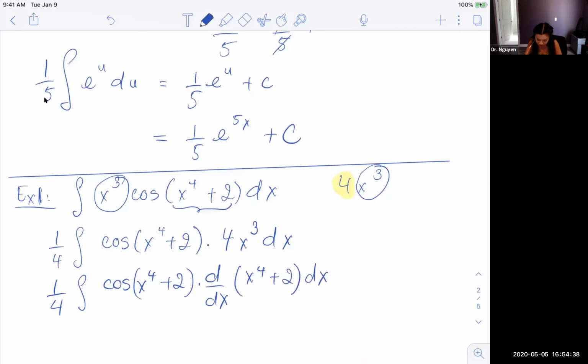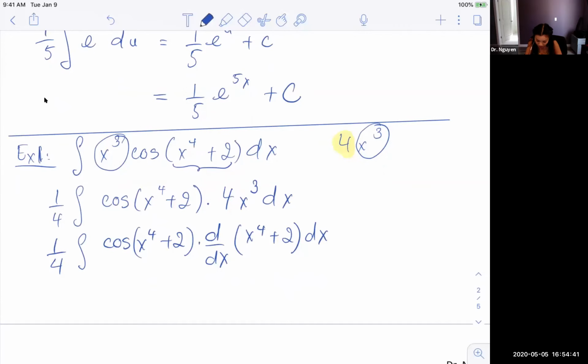dx. Okay. So you know that when you take the derivative here, you end up with 4x cubed right here. Right? So we know that the answer is just going to be sine of x to the 4th plus 2, plus c. So that 1/4 is from this part. Okay, and then you have to have the x cubed there, because don't forget, when we take the derivative, we get 4x cubed. So x cubed has to be there.